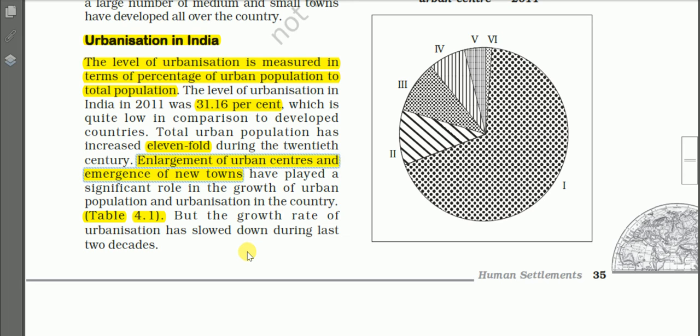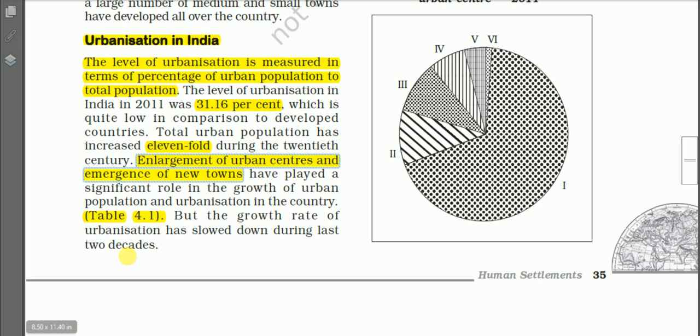So then see how the number of urban dwellers has increased. It may increase by enlarging, by increasing the size of the urban centers. Cities also grow in due course of time. And one thing is that as time passes, with the policies of government and the economic development of the country, some of the villages may evolve as new towns also. So in this way, the level of urbanization has been increasing in India.